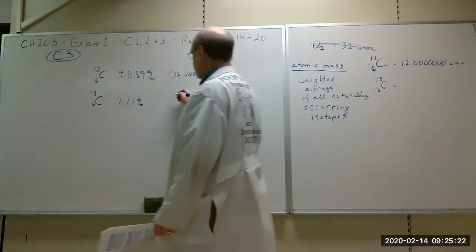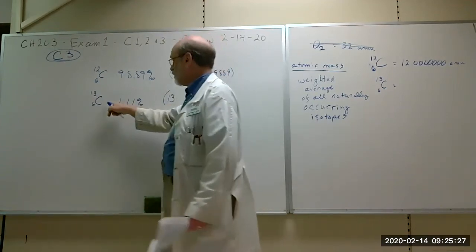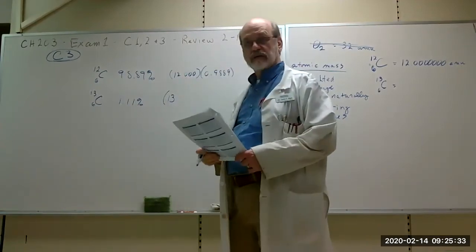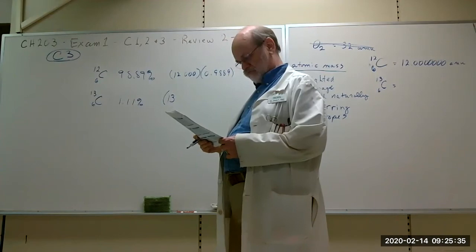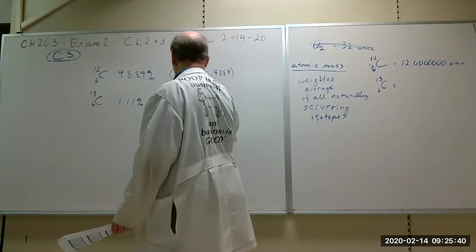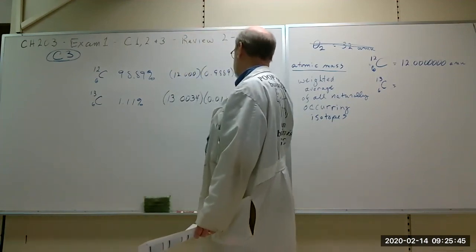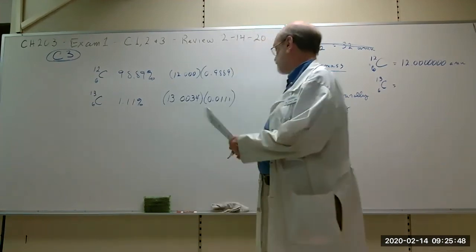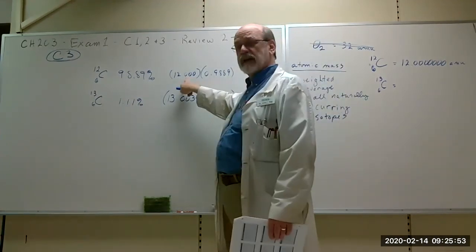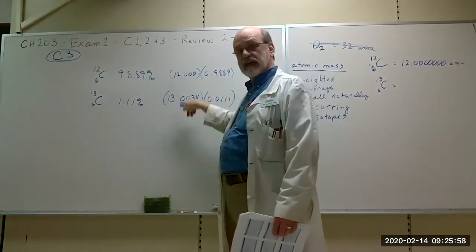Which is 0.9889. And for this one we have to use the value for that atomic mass related to this one. And it's not 13. It's 13.0034. Then we use the fractional amount. Okay. So this is the only one that has the exact number 12. The rest of them are related to that, so this one's going to be different.